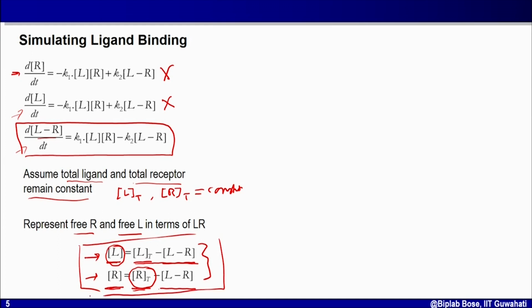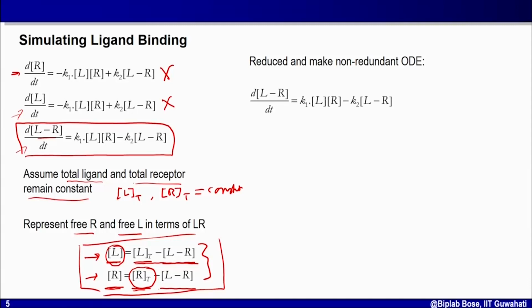So from 3 ODEs I have reduced to only 1 ODE. So let us see how far I can change this, the only 1 ODE that I have to deal with. I have left with only 1 ODE, that is representing the rate of change in concentration of the complex LR. So dLR/dt is equal to K1 into L into R minus K2 LR.